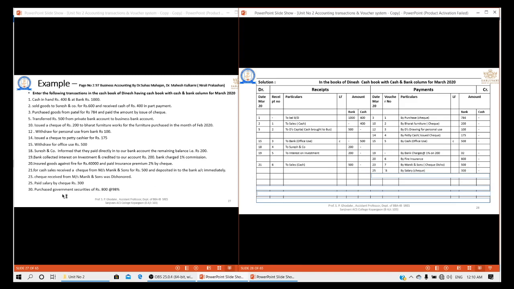And on 30, purchase government securities of rupees 800 at 98%, which means that there will be a discount of 2%. So here buy investment account and the discount will be 2%. So we can have the 100%, that is rupees 874.